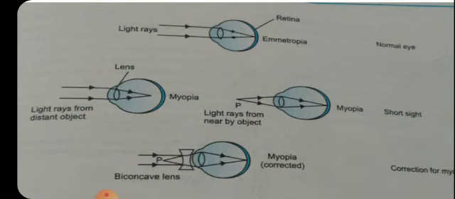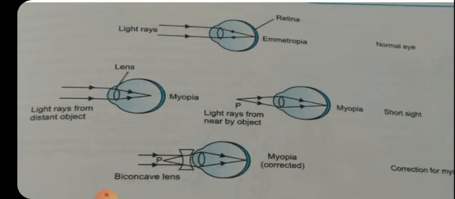Now the light rays in an emmetropic eye, which were falling on the retina, here in myopia are falling in front of the retina. The cause of myopia either can be acquired or it can be genetic. Congenitally the eyeball may be elongated, that means the anterior posterior diameter of the eye is increased.